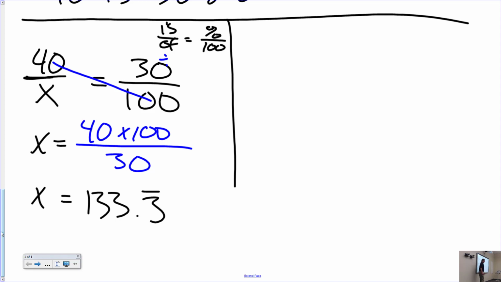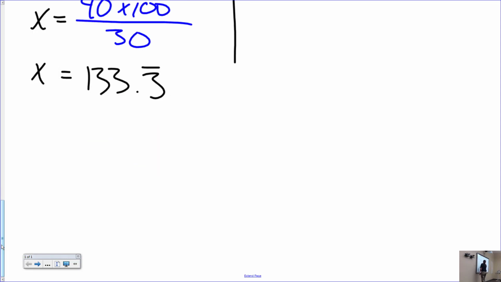133.3 repeating. Good. And note, since this problem is not tied to money, you wouldn't round it to the hundredths or anything like that. You would want to give me the exact answer, right? And this is the perfectly nice exact answer. How else could you write that if you wanted to? 133 and 1/3. Yeah, exactly. You could also say 133 and a third. Either way, I'm happy with both answers.